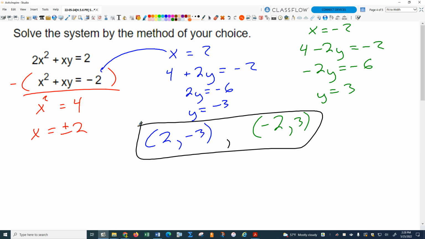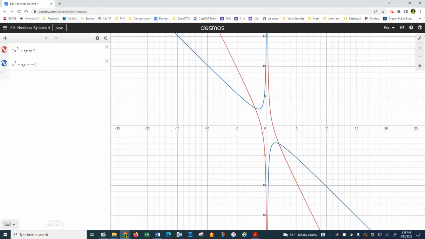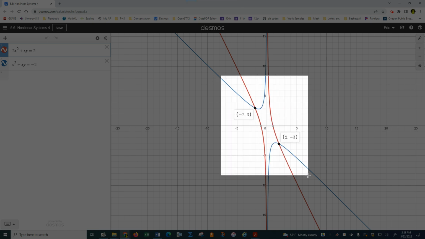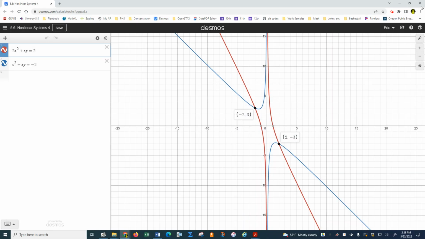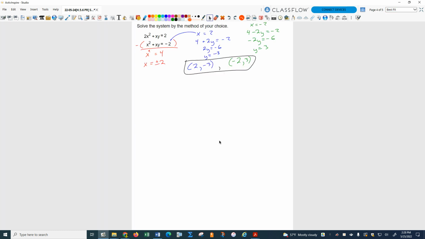And this is a weird looking one. If I look at the graph of this, we've never really graphed functions like this before. That's what we get. They look kind of weird, but if we look for the points of intersection, there they are. We found them. Okay? Put those on our notes.